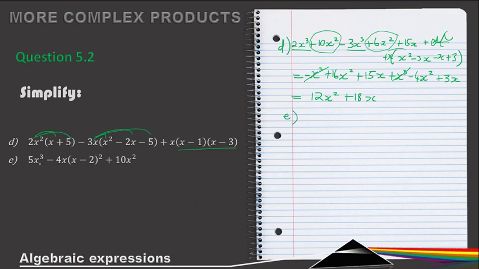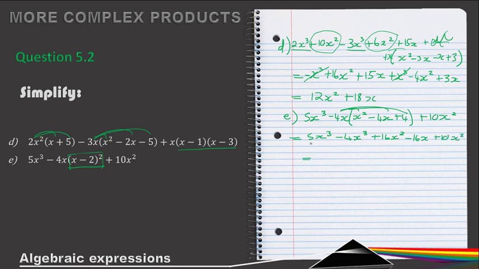For E, so this one is actually quite simple. The first thing I need to do is just to first square this bracket. I've got 5x to the power 3 minus 4x, which still just hangs around there. Then we've got x squared, multiply with each other, multiply by 2 is minus 4x, and then plus 4 plus 10x squared. And then we multiply out this bracket, got 5x to the power 3, so minus 4x to the power 3 plus 16x squared minus 16x plus 10x squared.